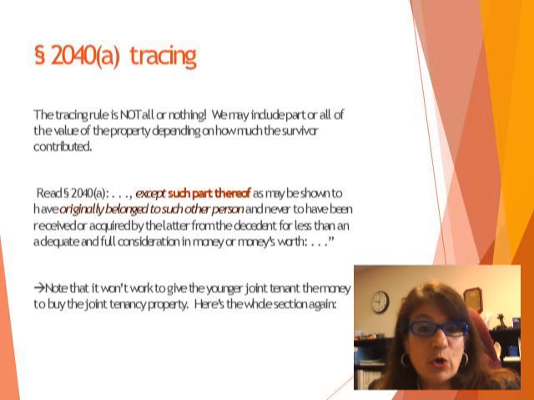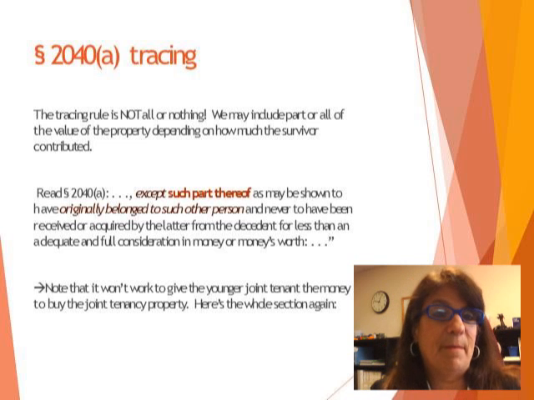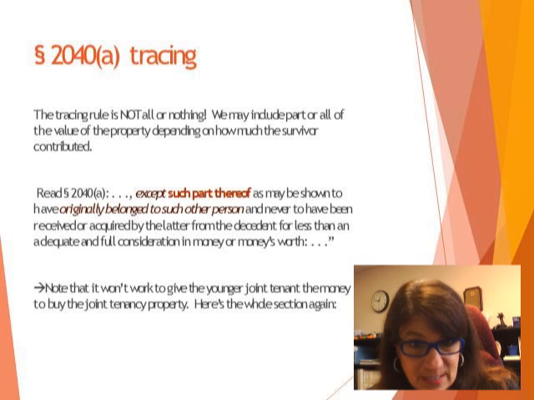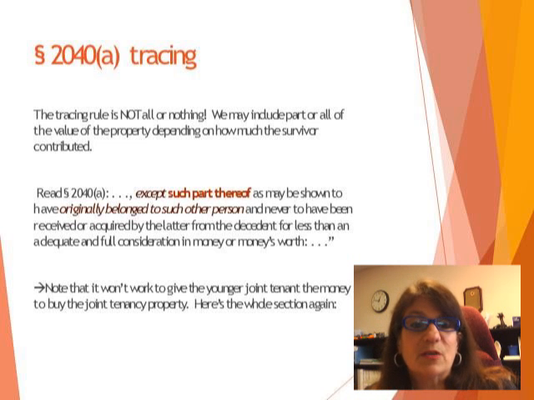Now, it doesn't work to try to clean it up, right? So you can't give the younger person money and then go out and buy it together. We'll trace back to that money. Does that make sense? But we are going to look back. So this means that it's important to have records. If there are no records, the default rule is include it all.